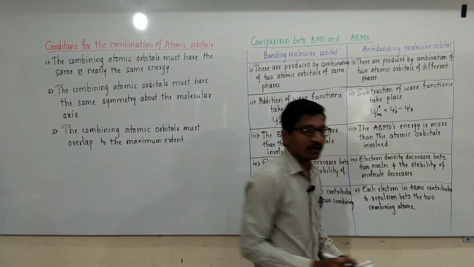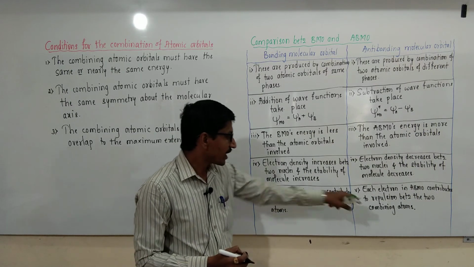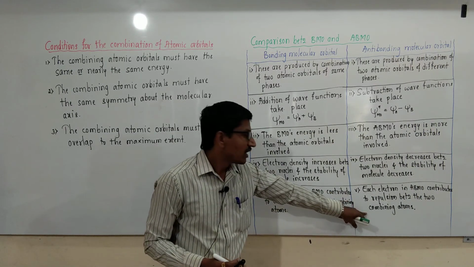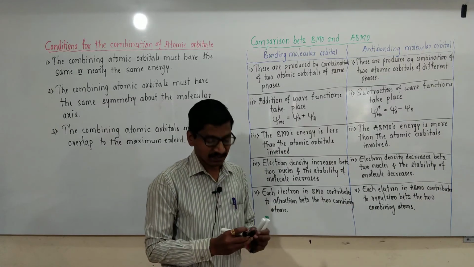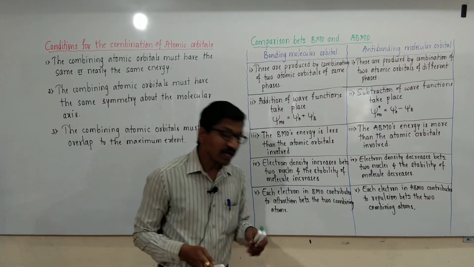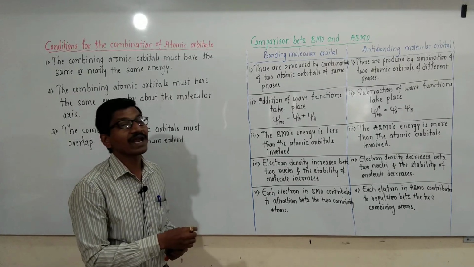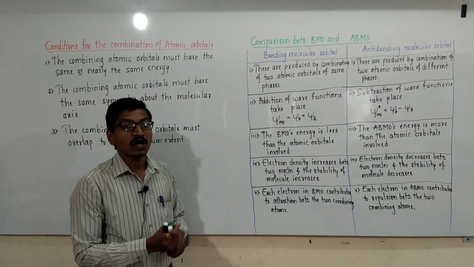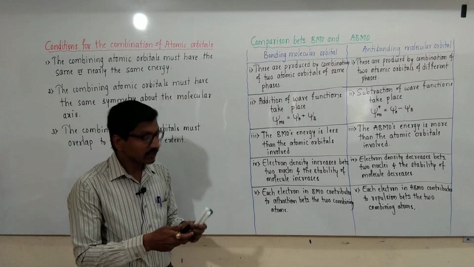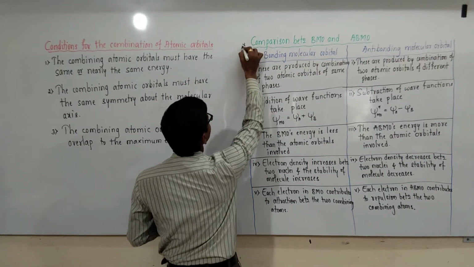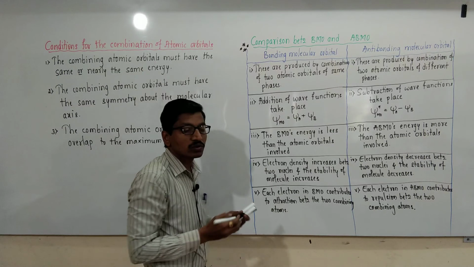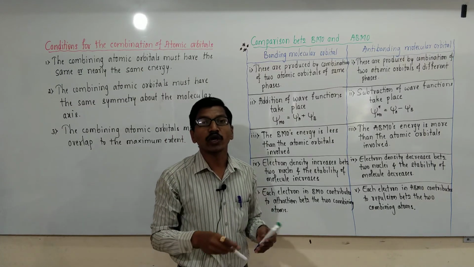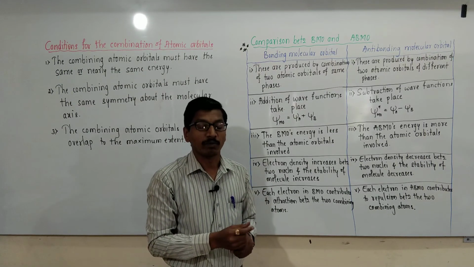Where repulsion happens, the energy is higher, and the stability is less. These are some of the differences between bonding and anti-bonding molecular orbital. Questions are asked on this: write any 2 or 3 differences between bonding and anti-bonding molecular orbitals.